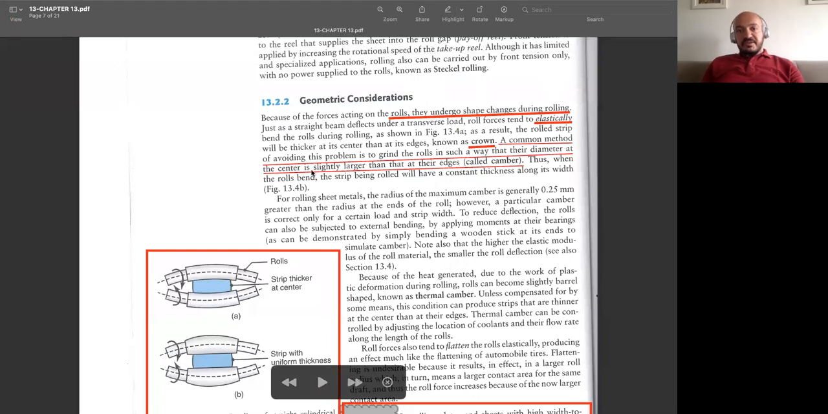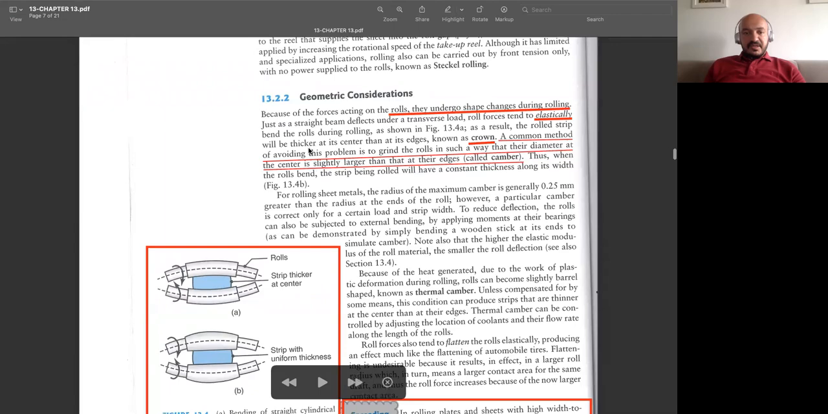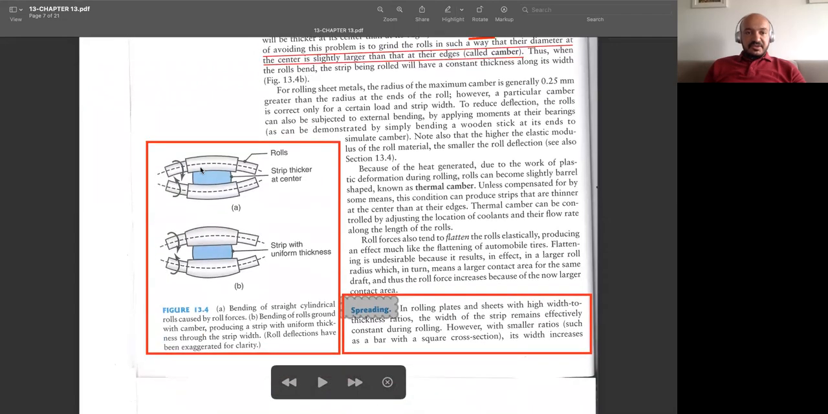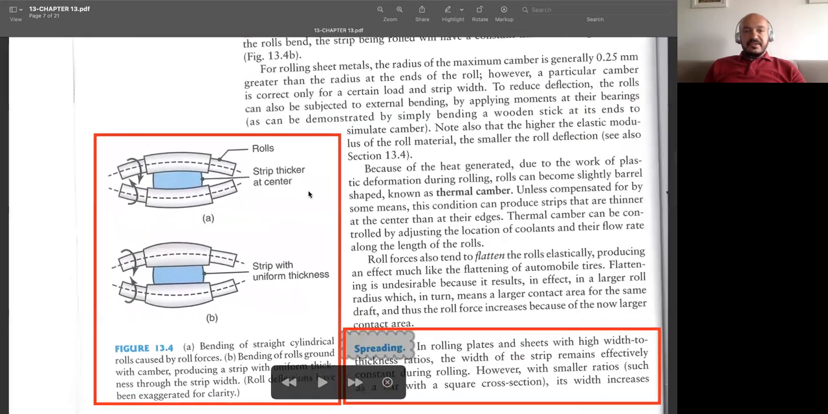Let's continue with the geometric considerations of the rolling process. I will start with an image here. You see in this first case, it's actually a common problem in rolling. If you do not design your rolls in a different way, then that is the problem you're going to have.